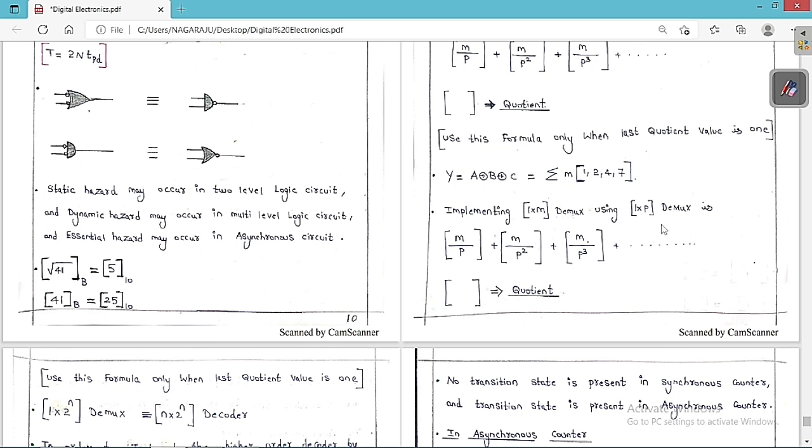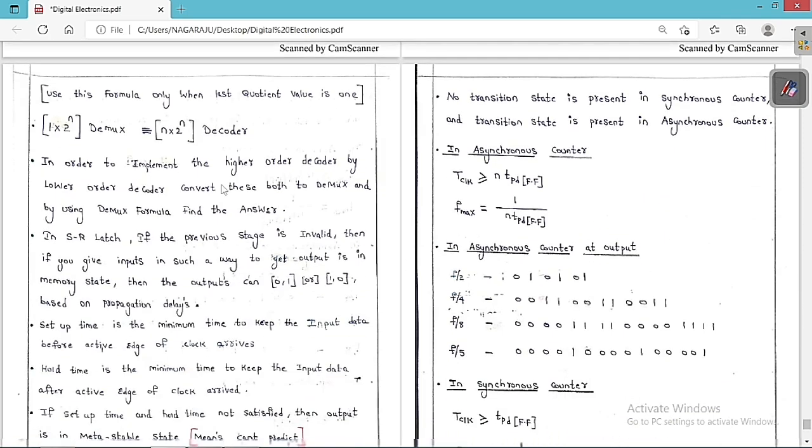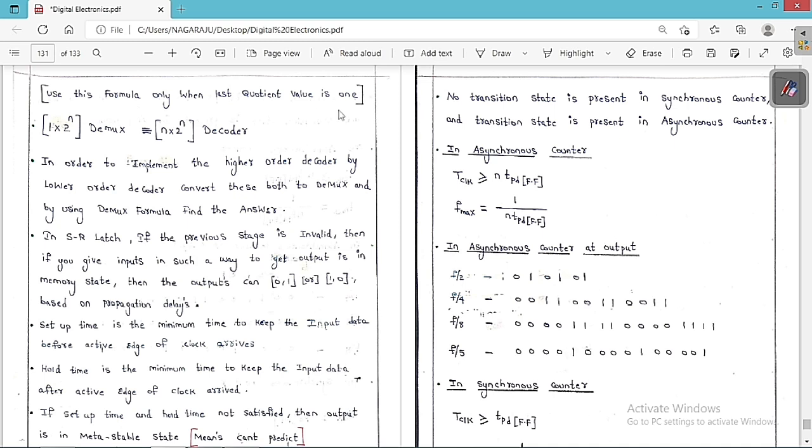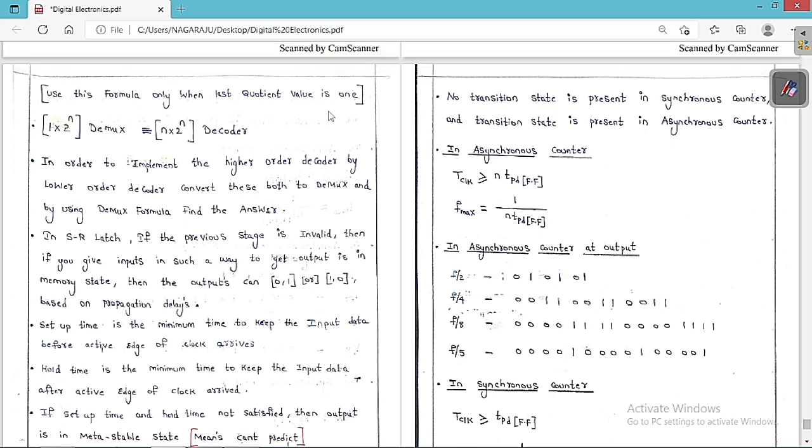So see, basically DMUX is the mirror image of the MUX. Use this formula only when the last quotient value is 1. I have already told you. Otherwise you don't have to use this formula.